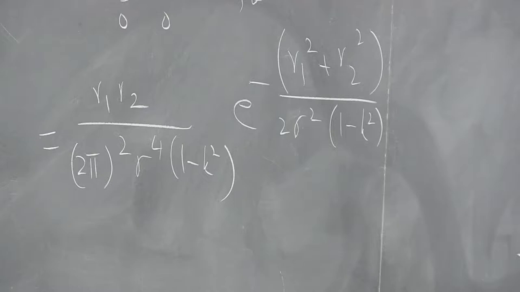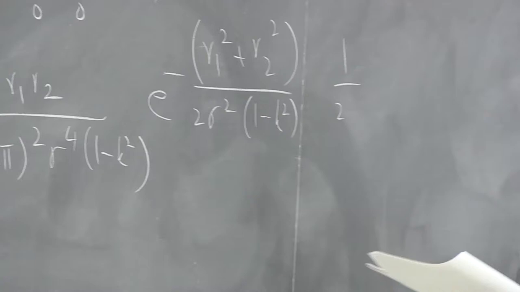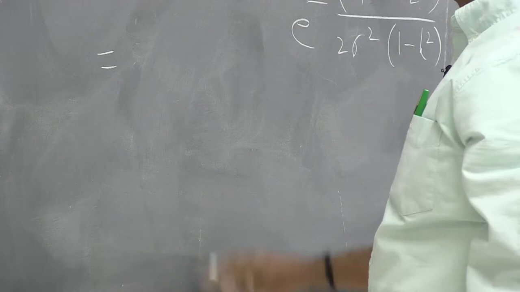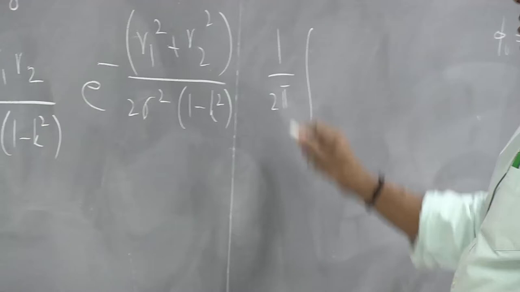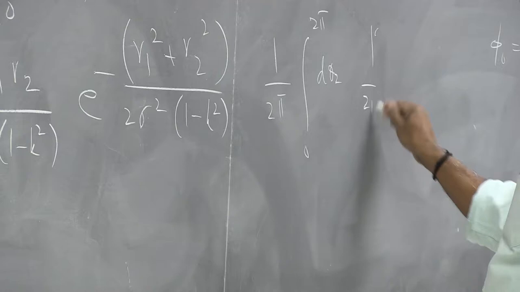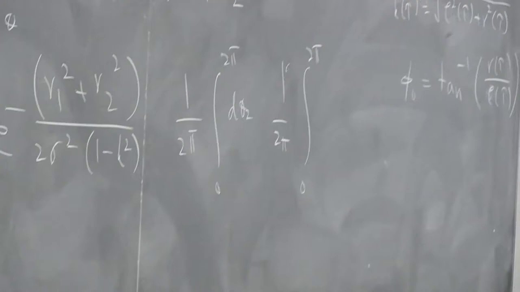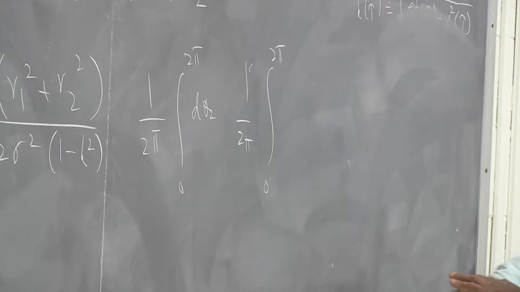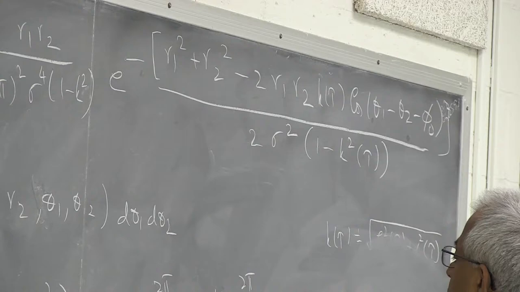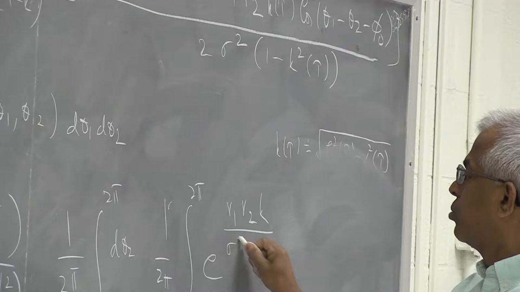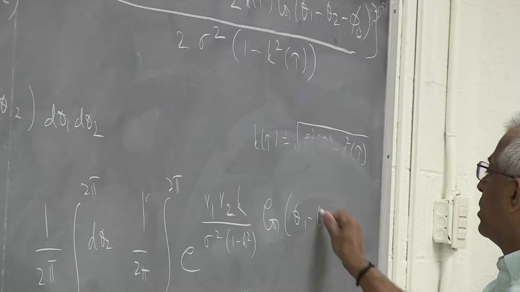So we can write this as, I'm going to take this 1 over 2 pi and write this here. So 1 over 2 pi, two integrals, right? 0 to 2 pi d theta 2 and 1 over 2 pi integral from 0 to 2 pi of the remaining term. So the remaining term is going to be from here: minus minus plus, 2 and 2 cancel. So e raised to r1 r2 k over sigma squared, 1 minus k squared, cosine(theta 1 minus theta 2 minus phi naught) d theta 1.